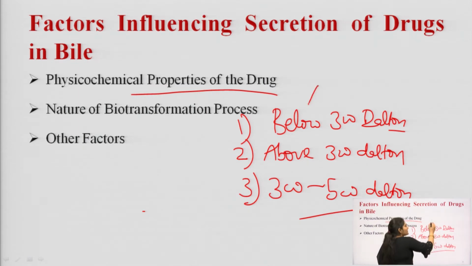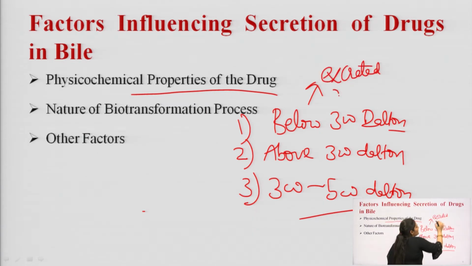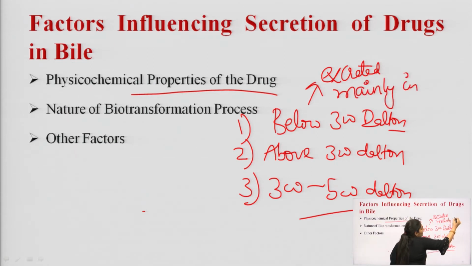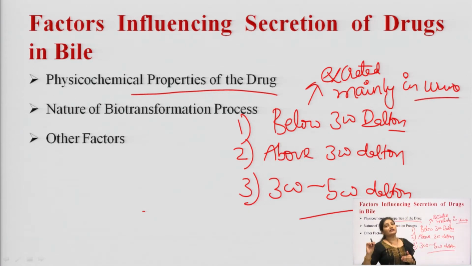In the very first category, these are excreted mainly in the urine. Only 5% of the drug is excreted into the bile or can undergo the biliary excretion process.